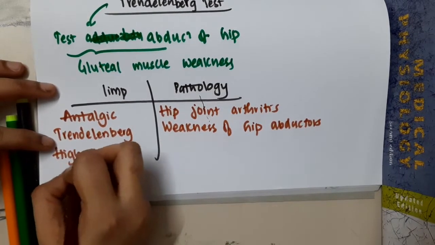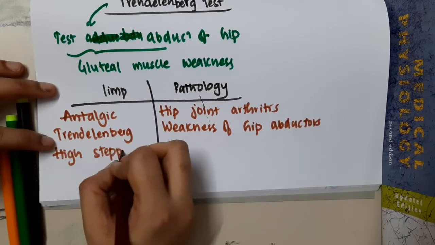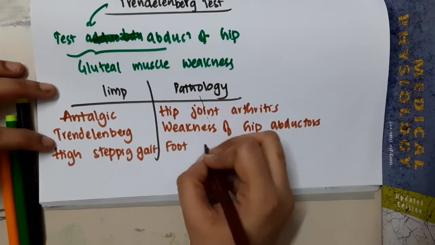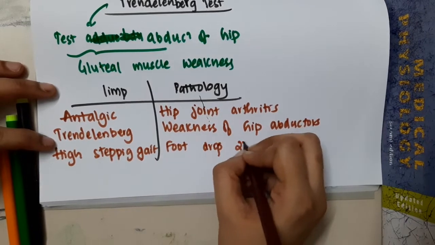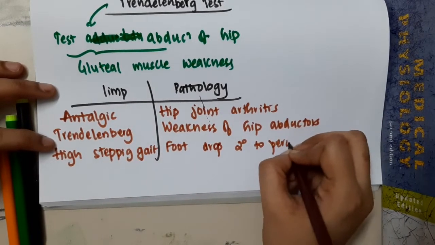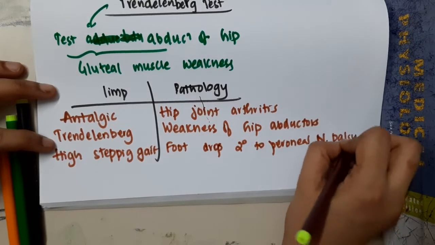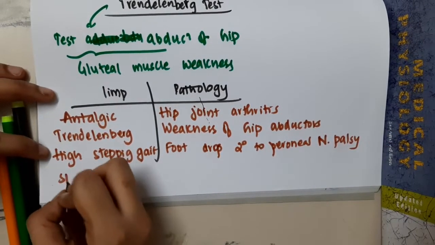Then high stepping gait. High stepping gait is seen in foot drop, which is secondary to peroneal nerve palsy. You will see high stepping gait.